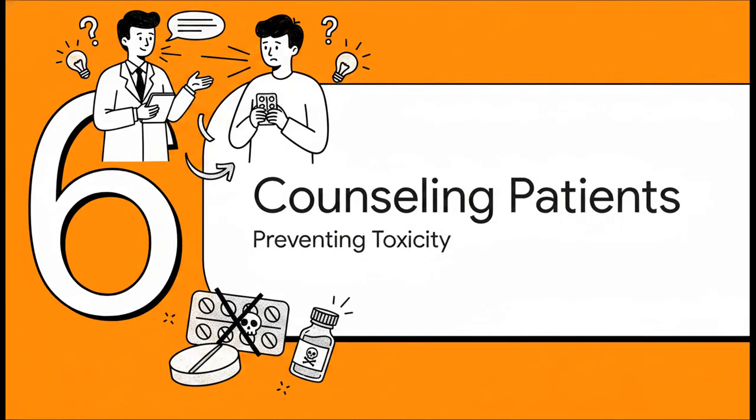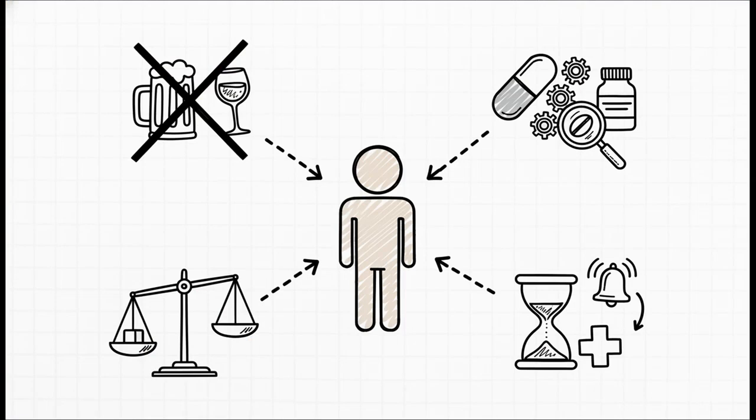Finally, Section 6, Counseling and Drug Interactions, Preventing Toxicity on the Front Lines. Because the truth is, the most effective medical intervention happens at the pharmacy counter before the overdose ever occurs. When you are counseling patients, you have to clearly warn them about the dangers of combining this drug with excessive alcohol. Always cross-check their chart for those enzyme-inducing medications we discussed.